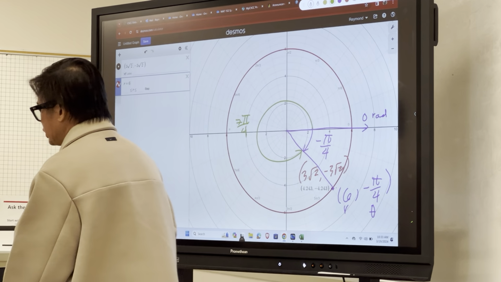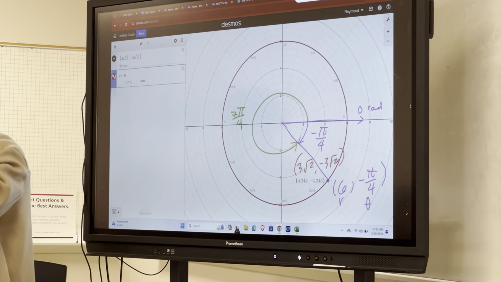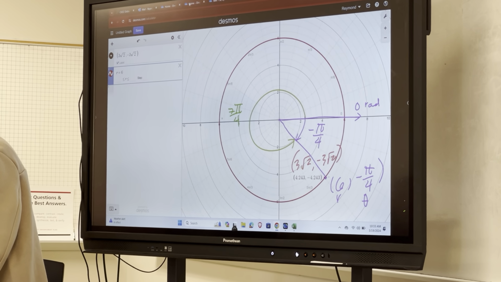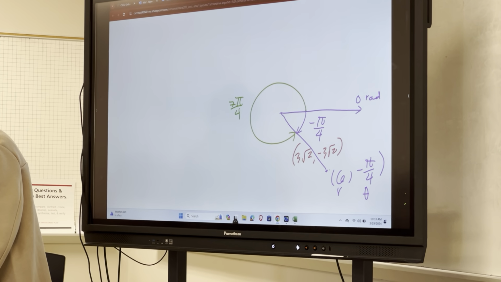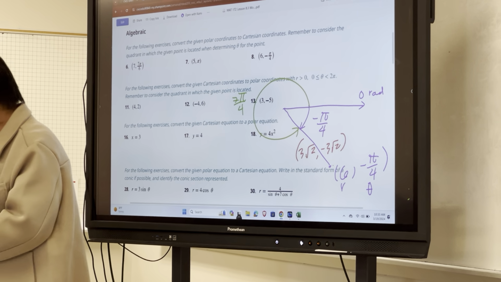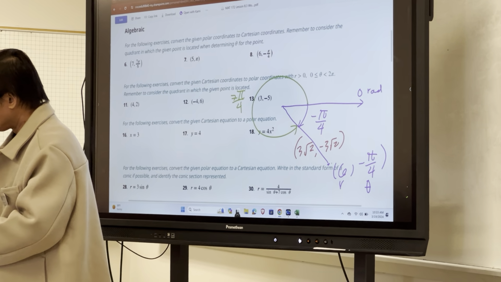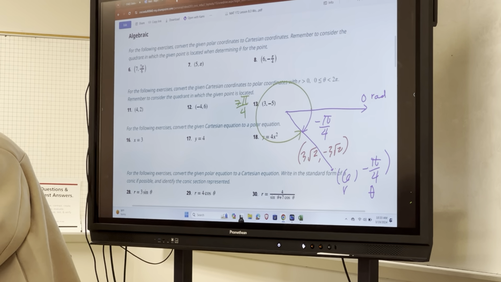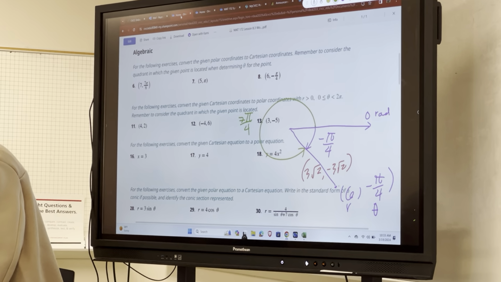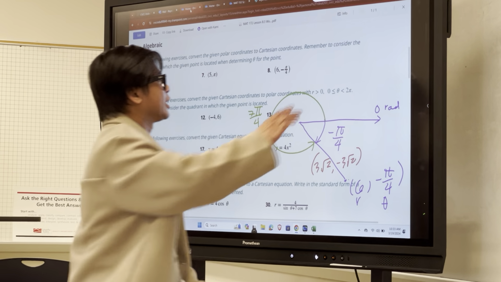Now, let us consider what we call the reverse, right? What if we do the reverse for this? Let's see some examples of the reverse and answer number 12.